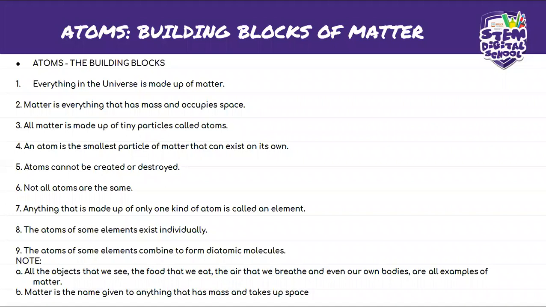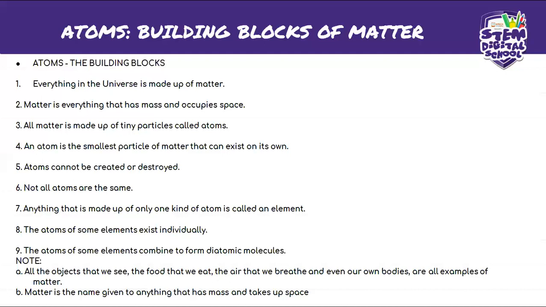Point seven, anything that is made up of only one kind of atom is called an element. The atoms of some elements exist individually because they cannot react with other elements. The atoms of some elements combine to form diatomic molecules. Just the fact that some atoms cannot combine and they exist alone, there are some other atoms that can combine. They can interact with other atoms. Okay, now let's go on.